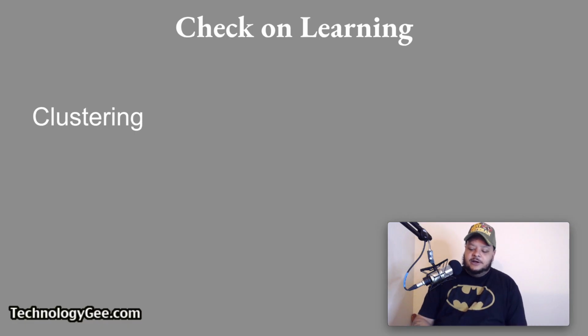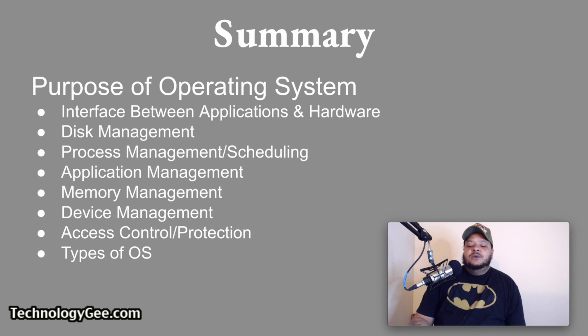All right, so in summary, we have talked about the purpose of an operating system, where we discussed the interfaces between applications and hardware, disk management, process management and scheduling, application management, memory management, device management, access control and protection, and different types of operating systems.